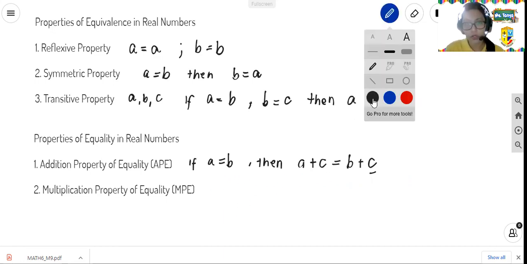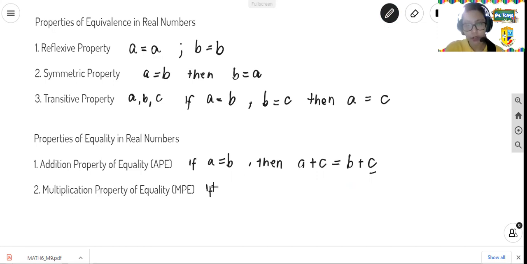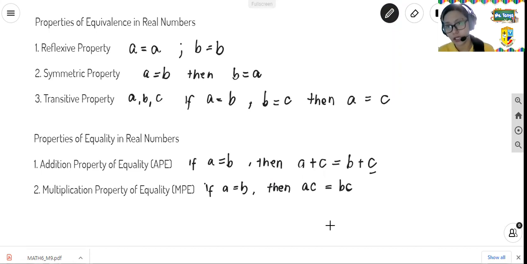Next, we also have the multiplication property of equality or the MPE. It's also similar to APE, but this time it's multiplication, right? So if A and B are real numbers and both of them are equal to one another, then if I multiply a real number C to both of them, then the answer will still be equivalent. So for example, I multiply C on both sides of the equation, they will still be equal as long as A and B are real numbers and they are equal.